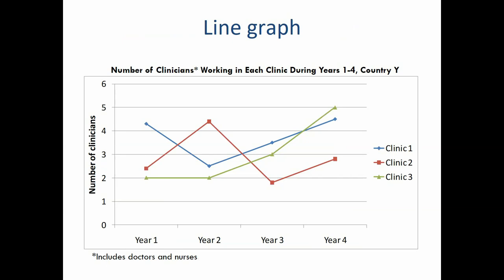لاين جراف. اللاين جراف مستخدمة عادة نجمع البيانات لعدة سنوات. الآن number of clinicians working in each clinic during years 1 to 4 in country Y. year 1, year 2, year 3 and year 4. clinic 1 اللي هو هذا لونه بالير 1 كانوا 4.5 كلينيك تقريبا. بالير 2 year 1 بكلينيك 1، year 2 بكلينيك 1، year 3 بكلينيك 1، year 4 بكلينيك 1. بينما كلينيك 2 year 1 year 2 year 3 year 4. بكلينيك 3 هنا ايضا year 1 year 2 year 3 and year 4.